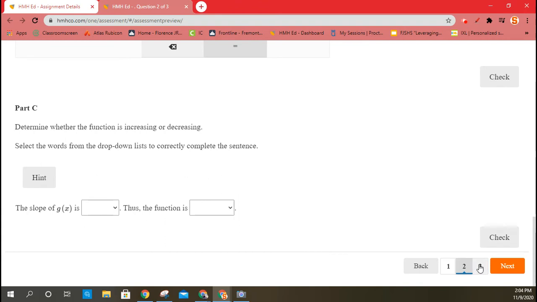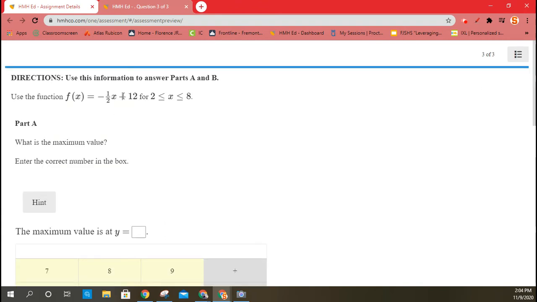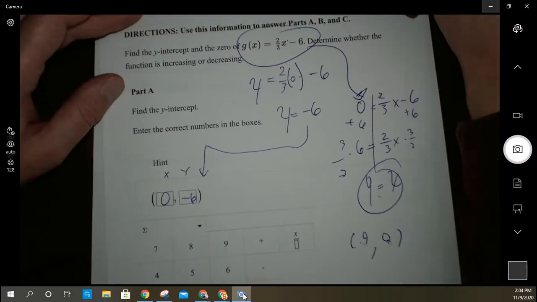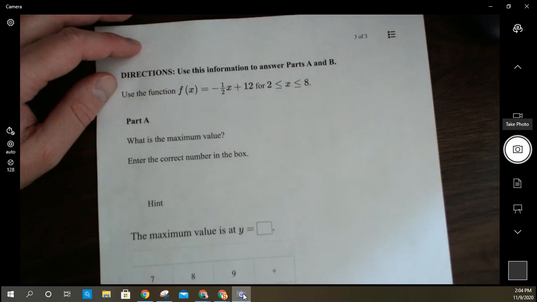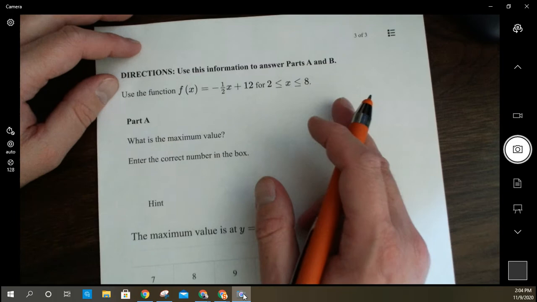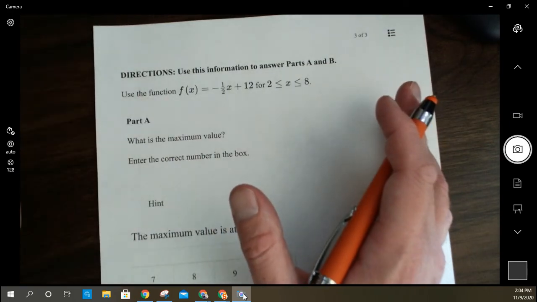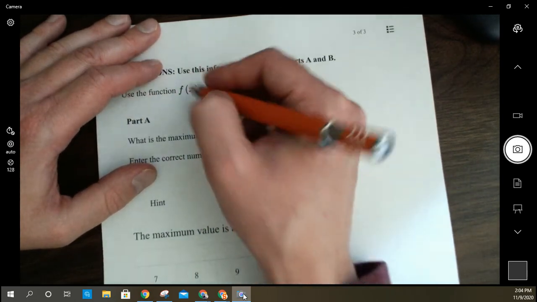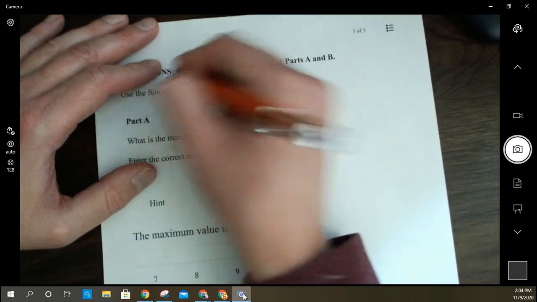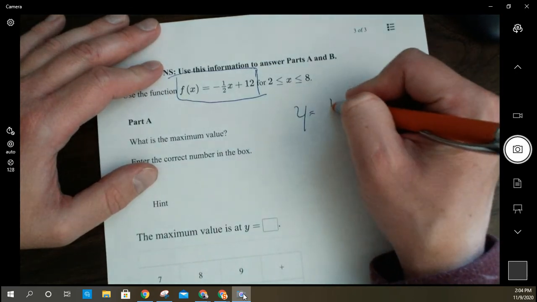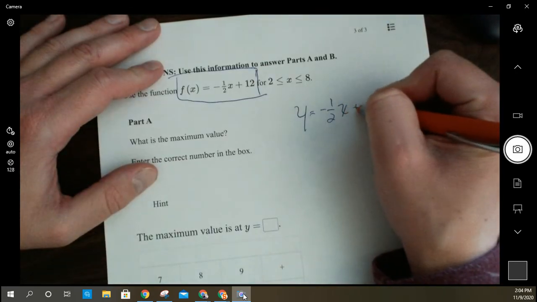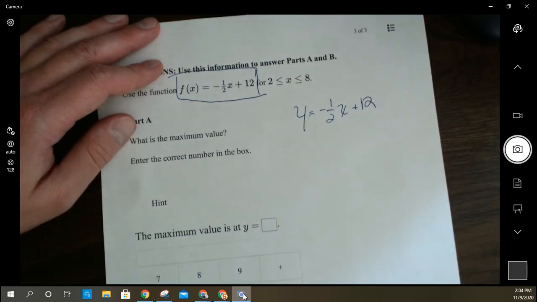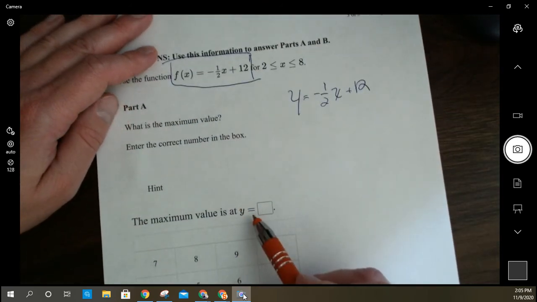Number 3 here. This does look ugly, but it's really not that bad. Come on, camera. There we go. So you really need to rewrite this down because it looks like a bunch of confusing stuff here. But really, we have our function statement, y equals negative half x plus 12. And what they want you to do is find the minimum and maximum values of y.